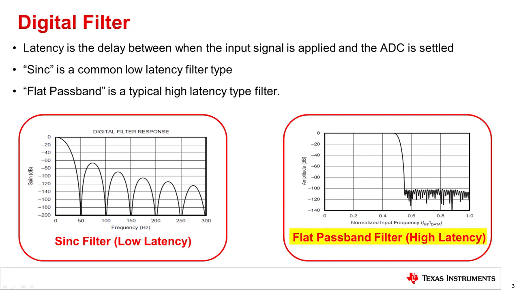A flat passband filter is a high latency type of filter. This kind of filter is used for wide bandwidth Delta Sigma systems. These wide bandwidth Delta Sigma ADCs can achieve sampling rates in the tens of megahertz. Let's take a closer look at the low latency filter.